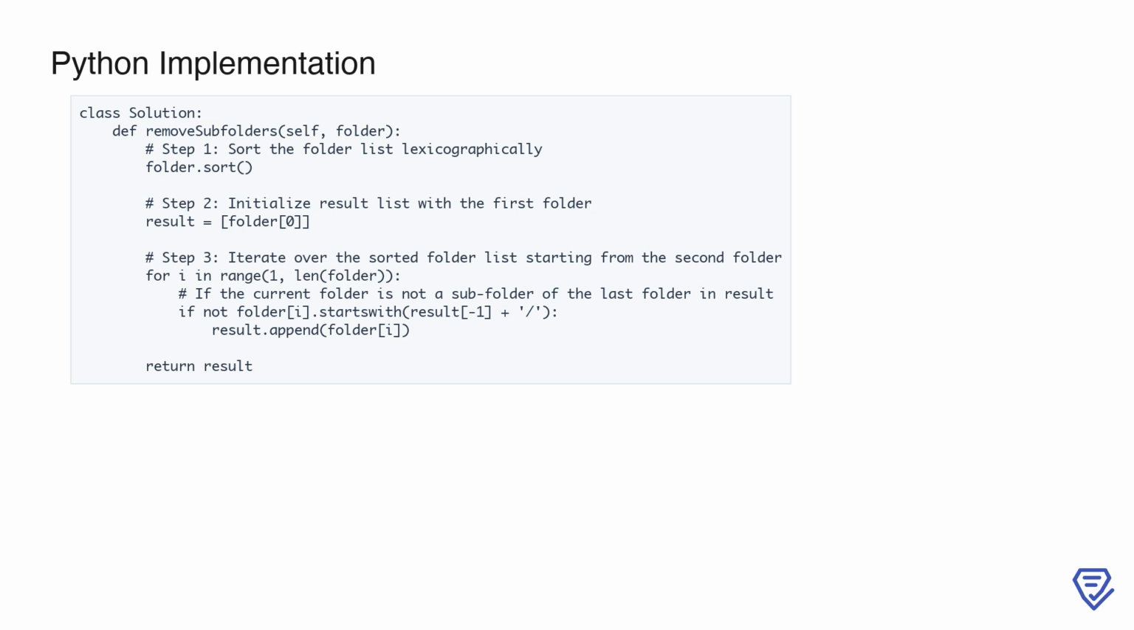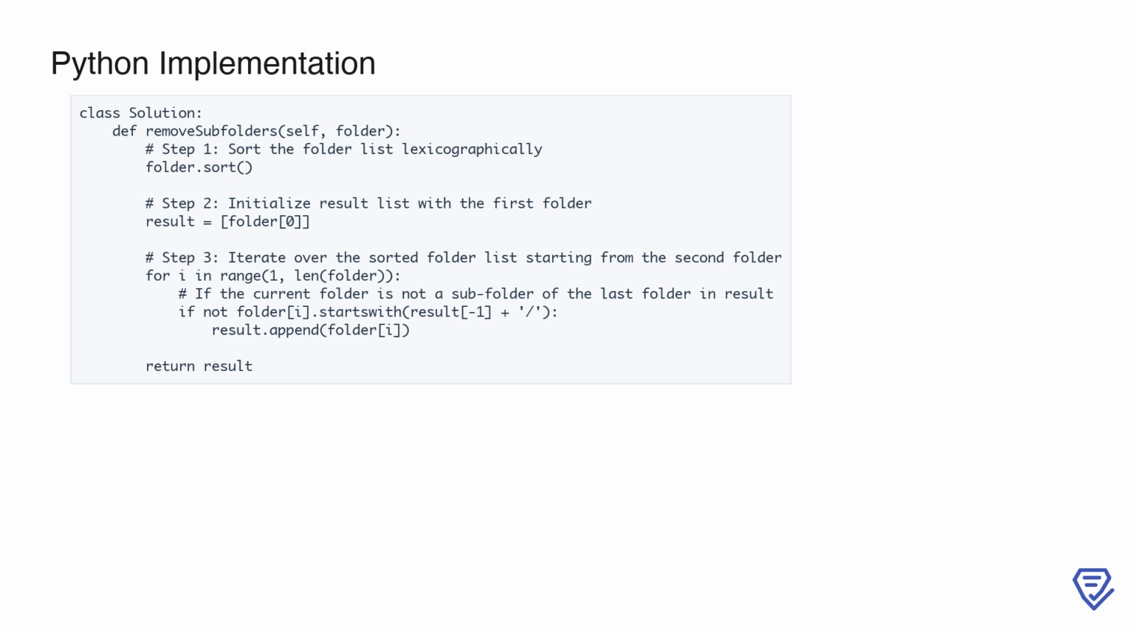Here's a step-by-step breakdown of the solution. 1. Sorting the input list. The first step is to sort the folder paths lexicographically, alphabetically. This ensures that parent folders appear before their subfolders in the sorted order. For example, /a, /a/b, /c/d, /c/d/e, /c/f remains sorted in the same order. Sorting is crucial for efficiently identifying subfolders later.